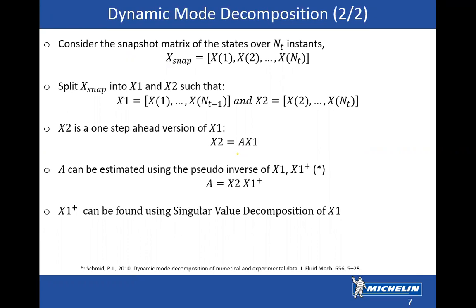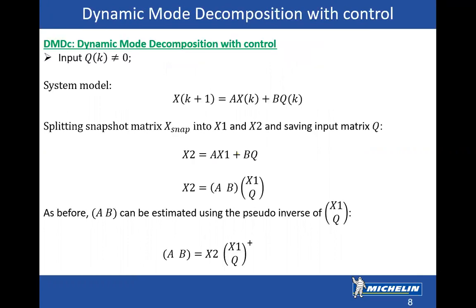I have X2, I can write that X2 is equal to A X1. I have X2, I have X1, I can estimate A, and thus A can be estimated using the pseudo inverse of X1, which is denoted as X1 plus. So A is equal to X2 X1 plus. And X1 plus, the pseudo inverse, can be found using singular value decomposition of X1. I will use multiple times the singular value decomposition, so that's the first one.